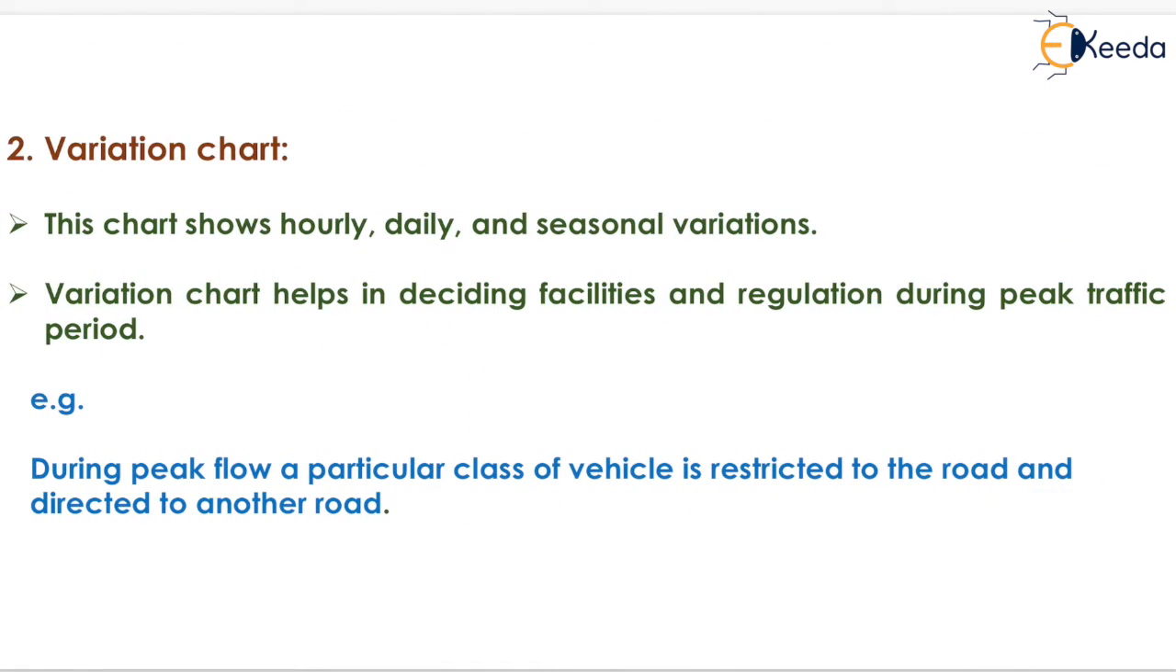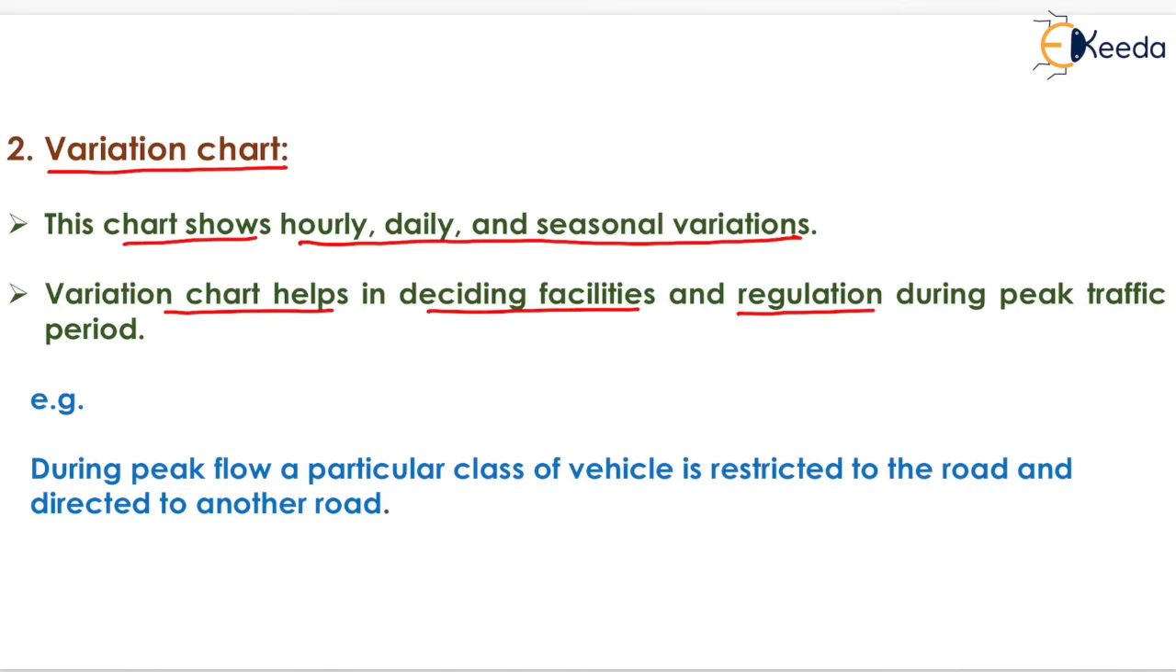Now the second chart is the variation chart. This chart shows hourly, daily and seasonal variations. The variation chart also helps in deciding facilities and regulation during peak traffic period. One example is that during peak flow, a particular class of vehicle is restricted on the road and directed to another road, because it will affect the free movement of traffic along a particular section of road.